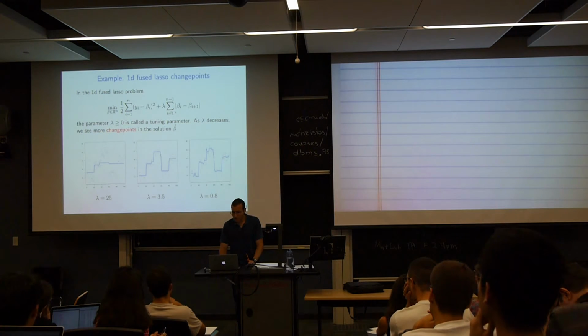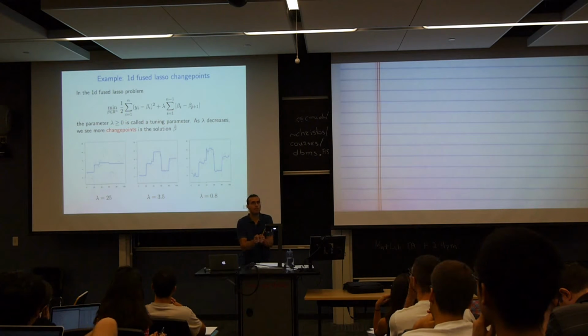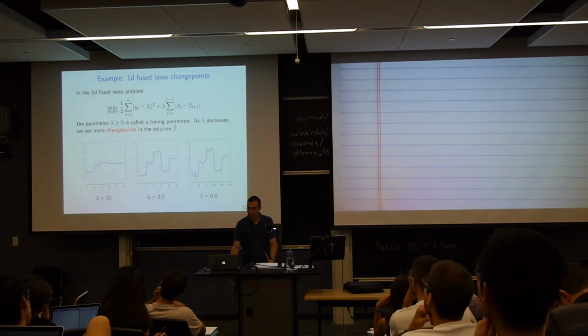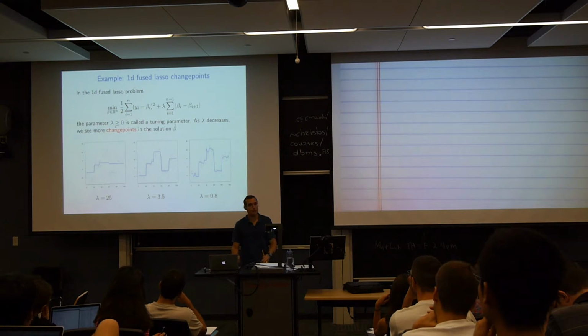To do that, we're just going to penalize the absolute difference between adjacent betas. By adjacent, now we mean beta i and beta i plus 1. Rather than vertical and horizontal adjacency, here we just have one dimension. That's called the 1D fused lasso problem, or 1D total variation denoising. And again, the parameter lambda is a tuning parameter.